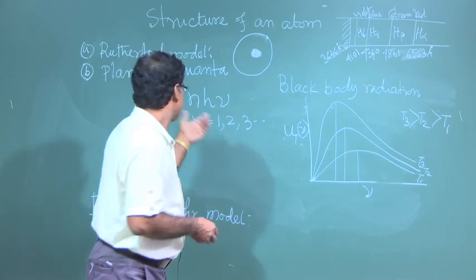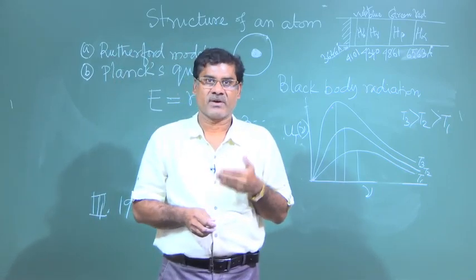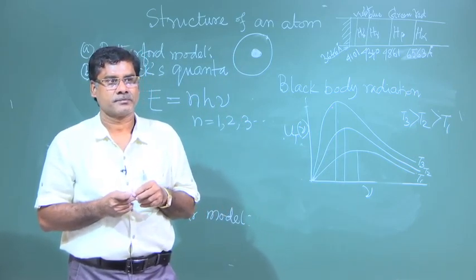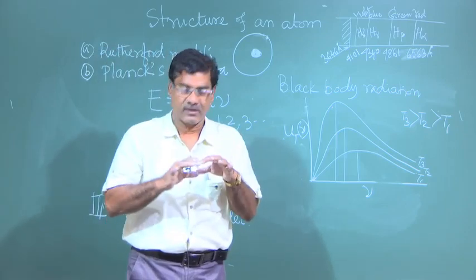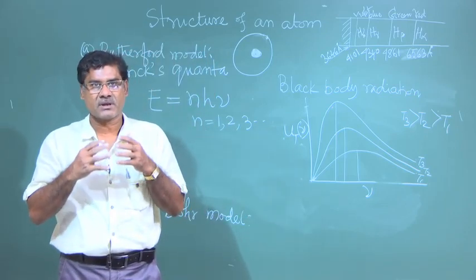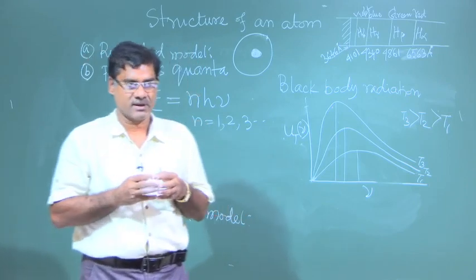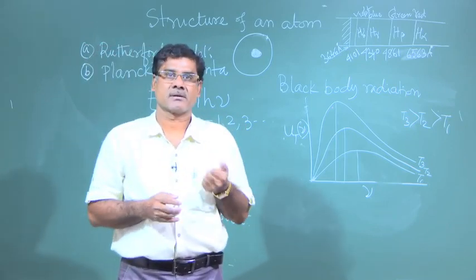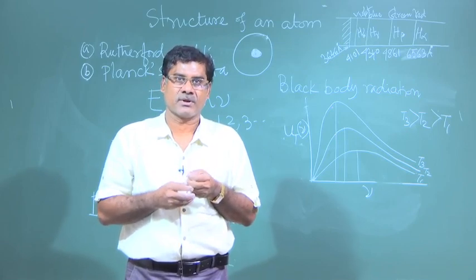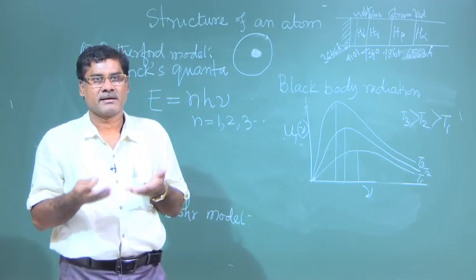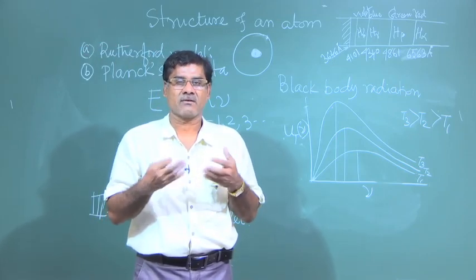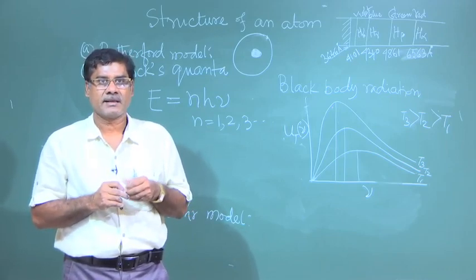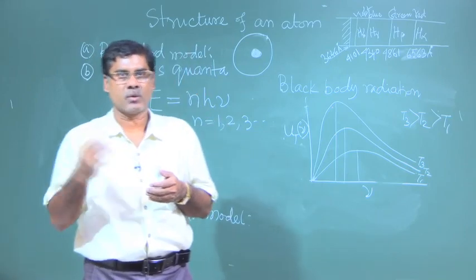So that was the postulate, the first postulate about the discreteness of energy, which was not a conventional, not a classical concept, because there is no reason why it will oscillate with only some particular energy and not all energies. In the classical concept, continuous values are permitted, whether it is energy, velocity, angular momentum, whatever.